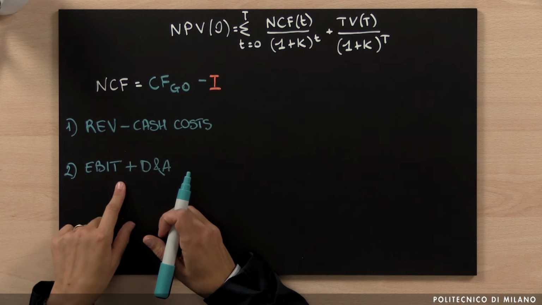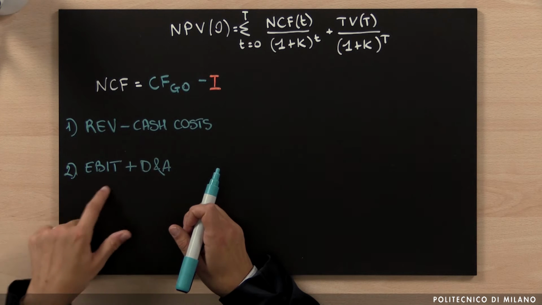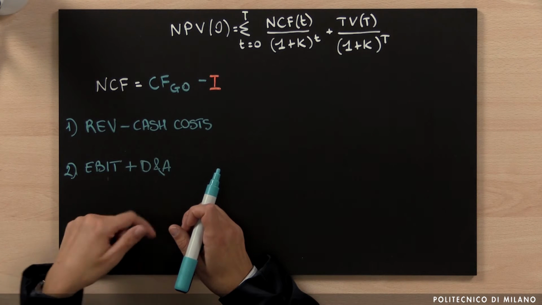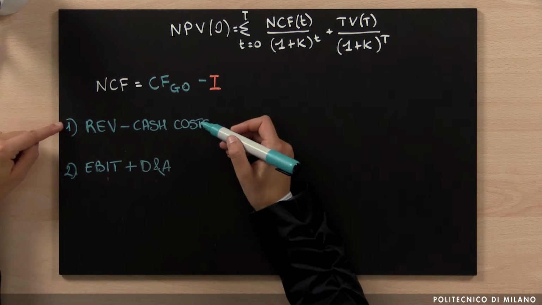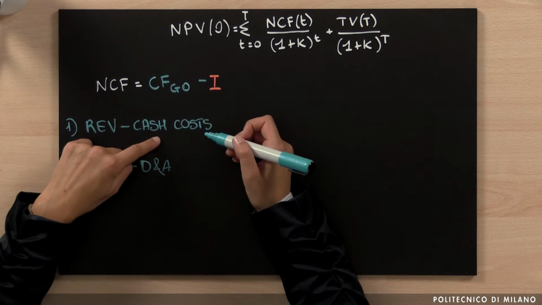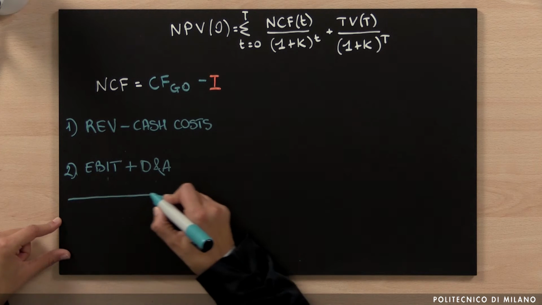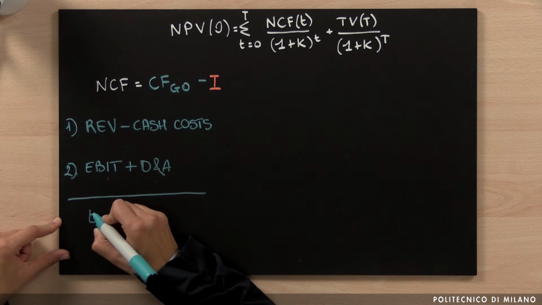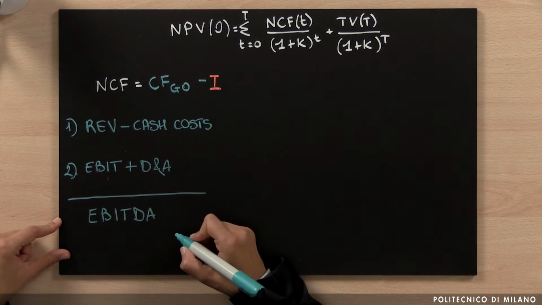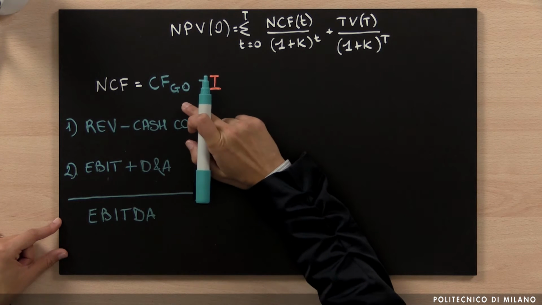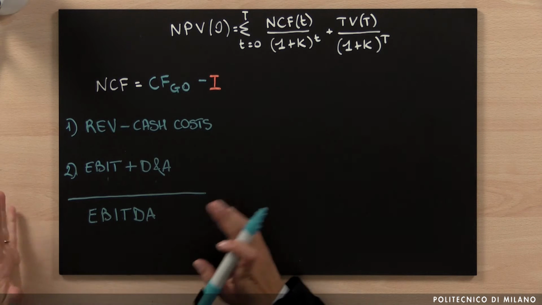Keep in mind that if you have this formula, you need to add depreciation and amortization because this value is including them, so we need to add it again in order to have the cash value. In both of the cases, either we are using the revenues minus the cash costs, or if you are using the EBIT plus the depreciation and amortization, the final result will be what is defined as earning before interest, taxes, depreciation and amortization. So if we say cash flow gross operating, or if we say earning before interest, taxes, depreciation and amortization, we are talking about the same thing.